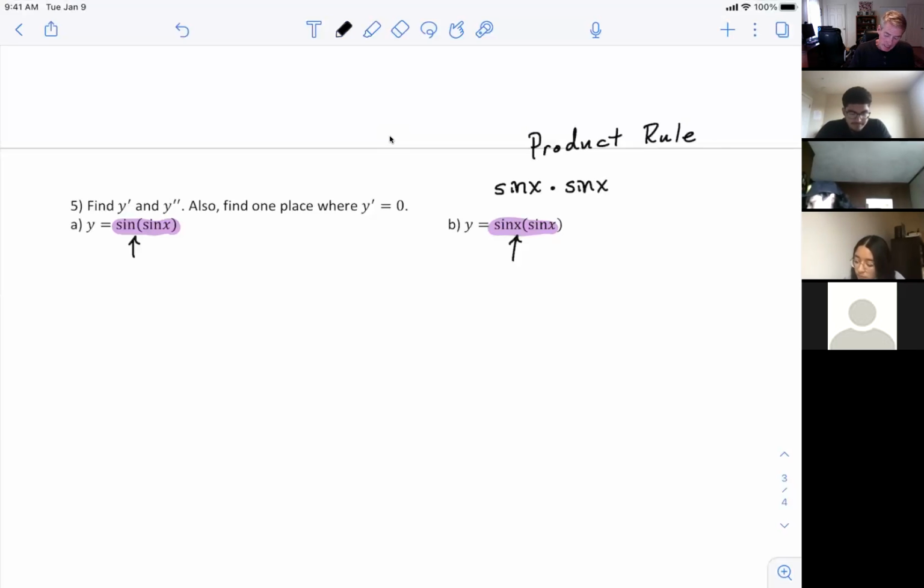But with part A, it's saying you have sine of x, and then substituted into that is another sine of x. And that means when you have one function substituted into another function, then use the chain rule to find the derivative.